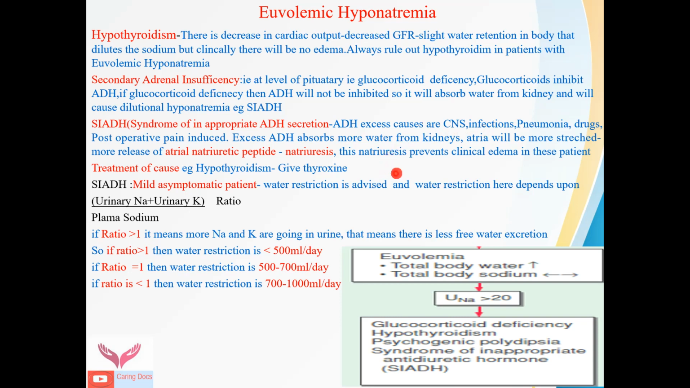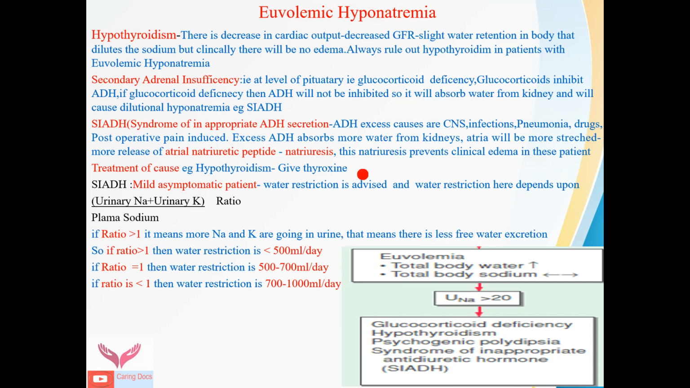So excess of ADH in SIADH will cause more water reabsorption from the kidney, and because of volume expansion, the atria will be more stretched, causing more release of ANP, or atrial natriuretic peptide. It will lead to natriuresis. This natriuresis usually prevents clinical edema in these patients.